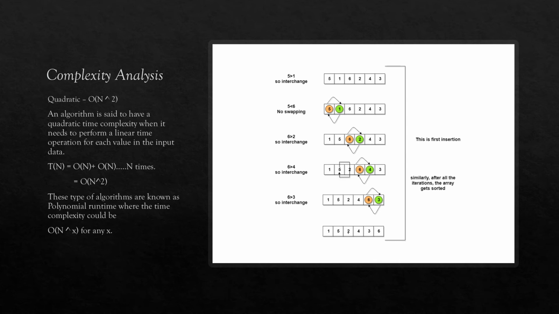So these kinds of algorithms are also known as polynomial runtime algorithms, and the time complexity is measured as O of n to the power of x for any value of x.